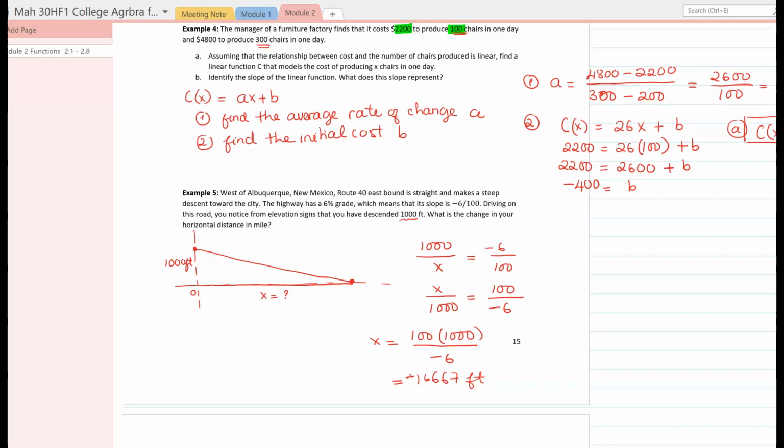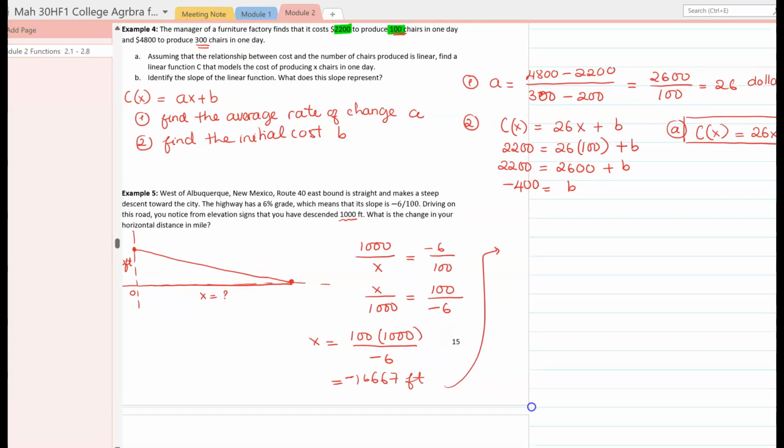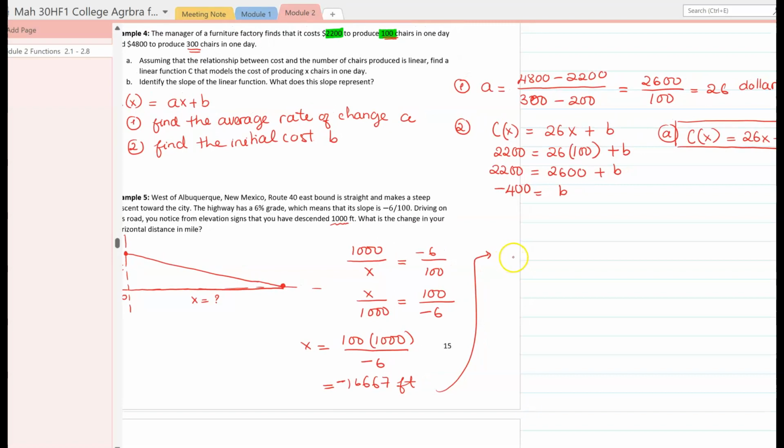this means the change in your horizontal distance in feet is 16,667 feet. But the question is asking for it in miles. So we need to change it into miles. And that is 3.16 miles.